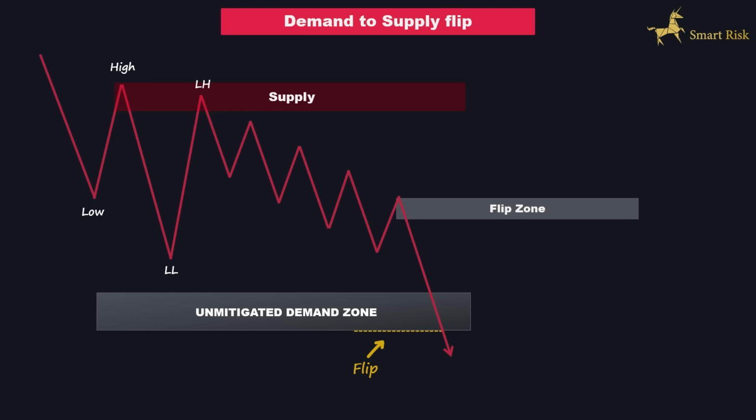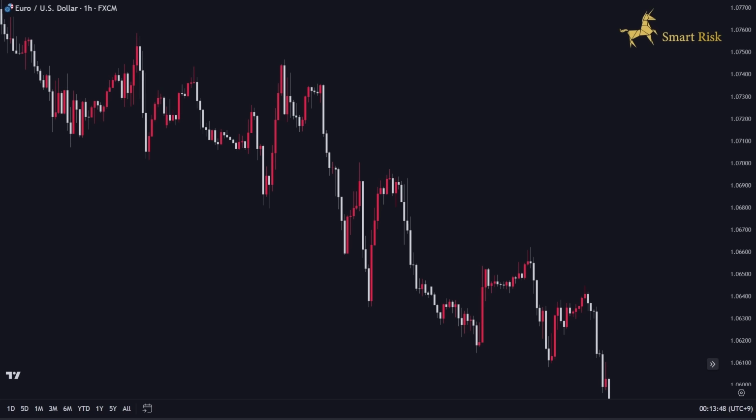Typically, after such a flip pattern occurs, the price may retrace to the flip zone and mitigate it before resuming its bearish movement. Traders, this is what we refer to as a demand-to-supply flip pattern. It signifies a change in market dynamics, indicating a potential opportunity for traders to consider entering short positions in anticipation of the continuation of the downtrend. Now let's see a real chart example.